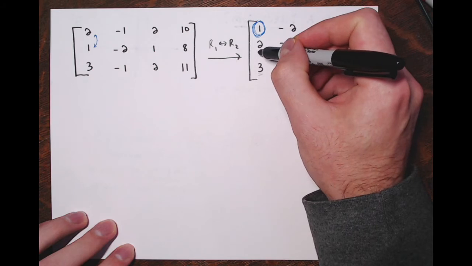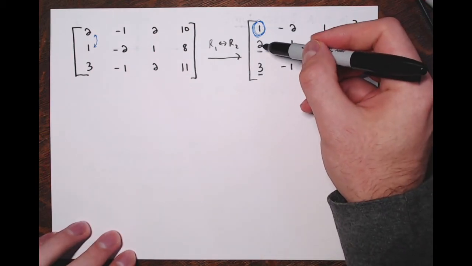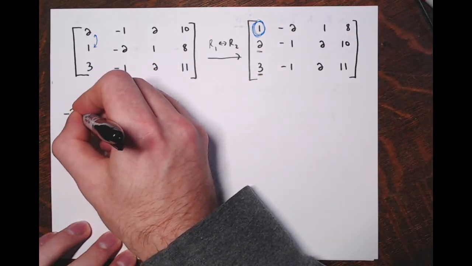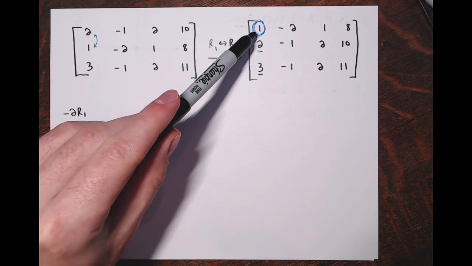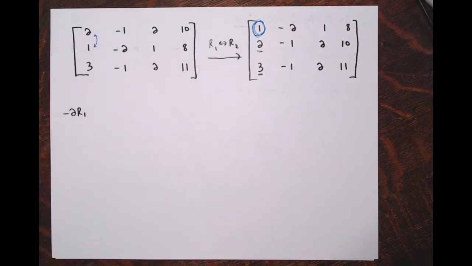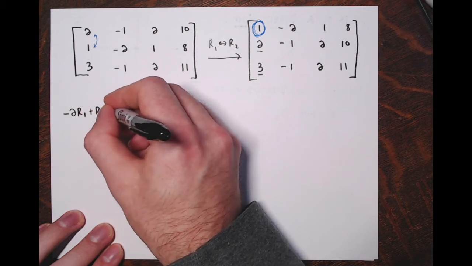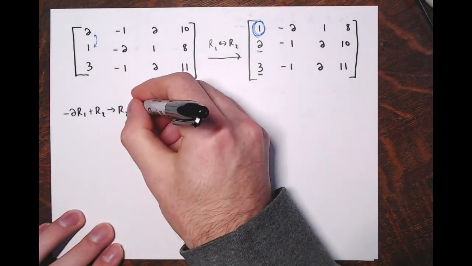I want all the entries below that pivot, below the 1, to be 0. To make the 2 into a 0, I need to multiply the first row by negative 2. That's why I like having 1 as a pivot, because you can very easily see what you need to multiply by. Multiply that by negative 2 and add to 2, and that would zero it out. So negative 2 times row 1 plus row 2 makes a new row 2. And that gives me this matrix.